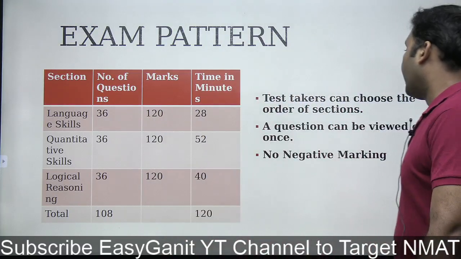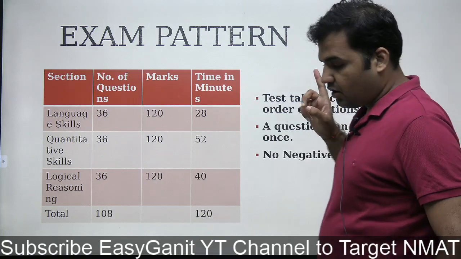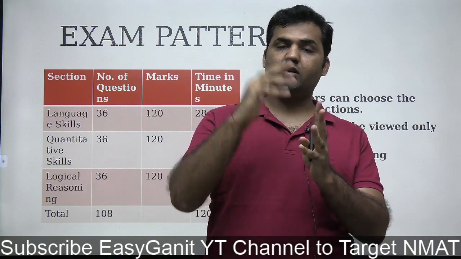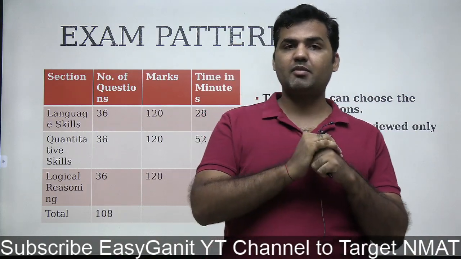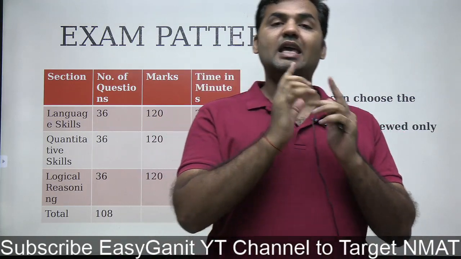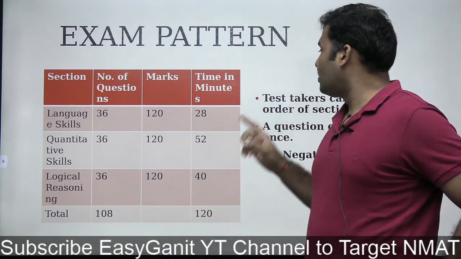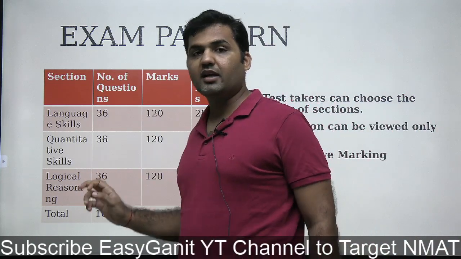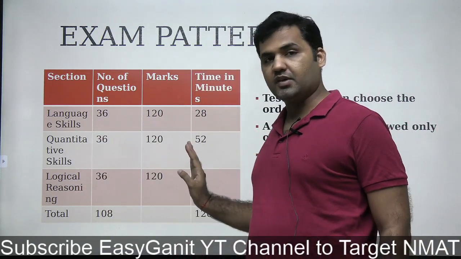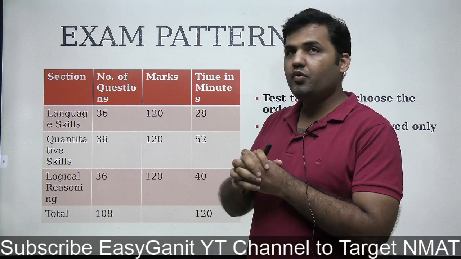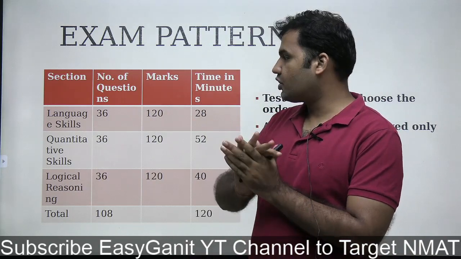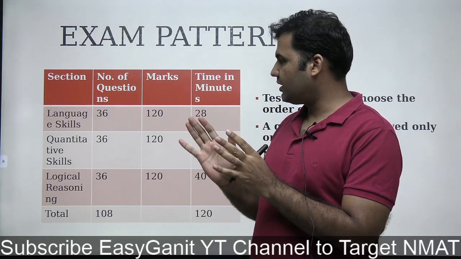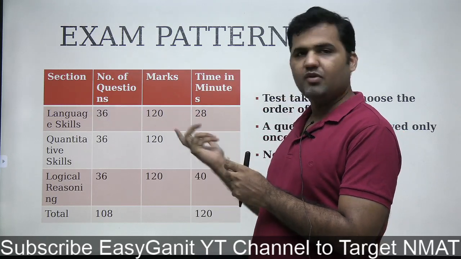As far as the order of sections is concerned, it's unlike CAT, where the order is already fixed: verbal ability first, then DILR, and then Quant. In NMAT, you can choose the order of the sections. Whichever section you want to attempt first, you can do that, but the timing of that section will be fixed. So should we discuss a strategy for which section to attempt first? I guess that does not hold any importance, because the timing for each section is fixed.